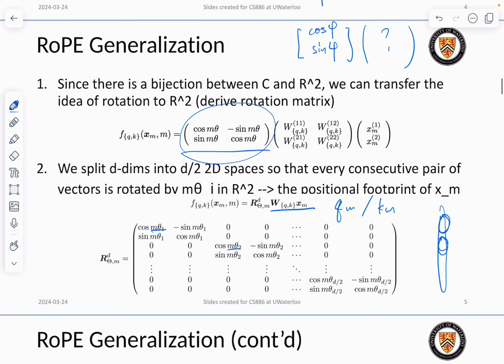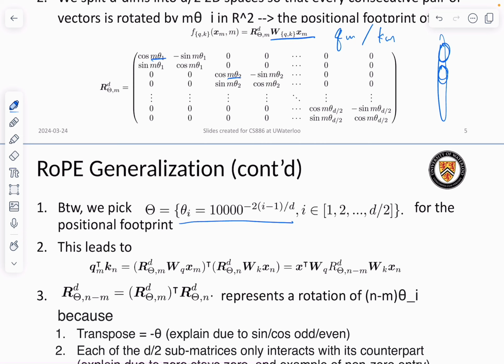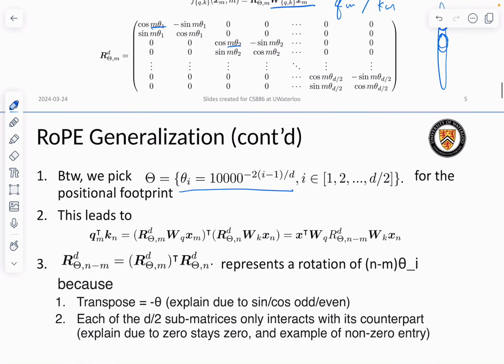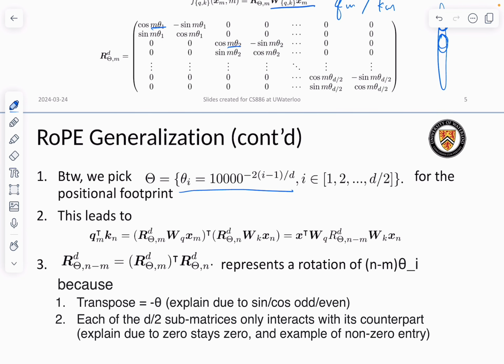And by the way, we keep the theta i's to be relatively smaller numbers. They're smaller to ensure that we don't rotate a full cycle. So basically, if m and n are far enough apart that m minus n times theta i is equal to something like 2 pi, then it actually means that m and n look kind of close. So we don't want that to happen. So we keep it small.